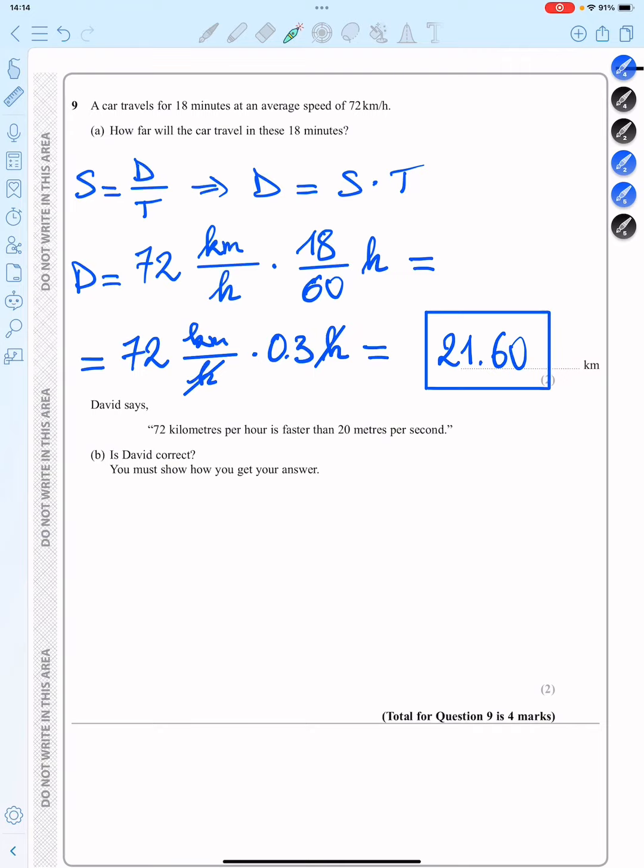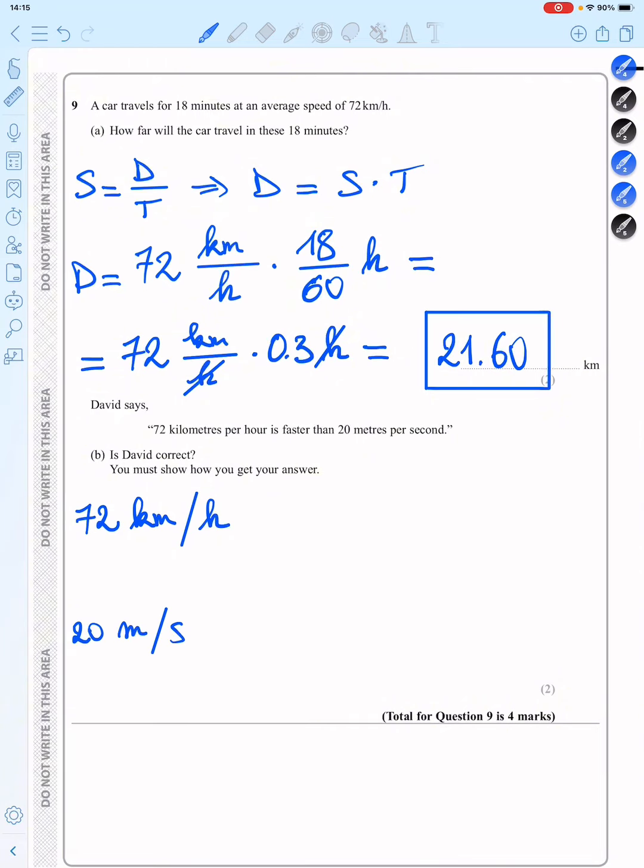Now, part B is saying David says that 72 kilometers per hour is faster than 20 meters per second. We want to know if David is correct, right? Now, let's write it down. 72 kilometers per hour, right? And then here we have 20 meters per second, right?